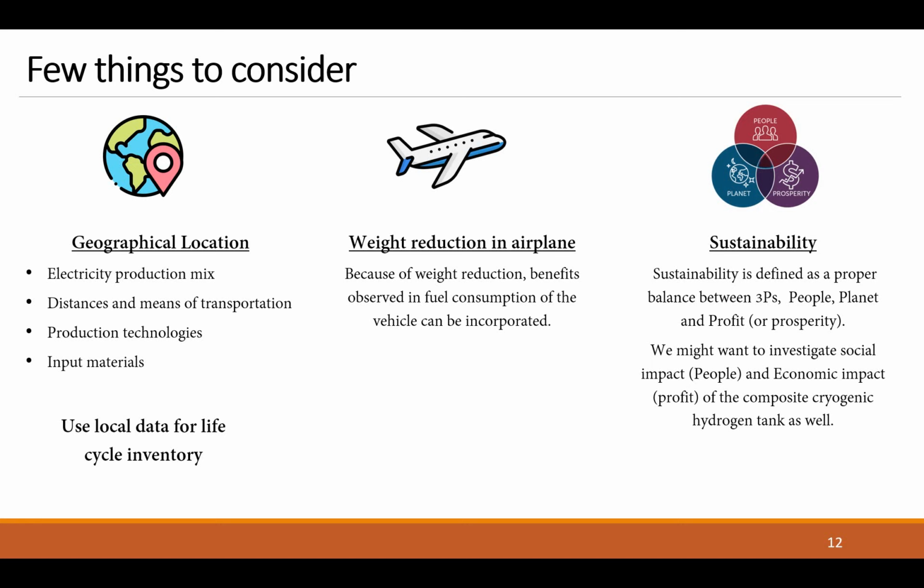The third thing is sustainability. When we talk about sustainability, there are three aspects of it. One is planet, which is basically the environmental aspect, which we discuss in LCA. But the other two aspects are people, or the social aspect, and third is the business aspect, or profit or prosperity. But we never discuss the social and the profit aspect of sustainability in LCA, which is not the case when it comes to real world application.